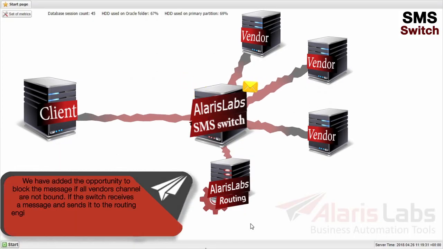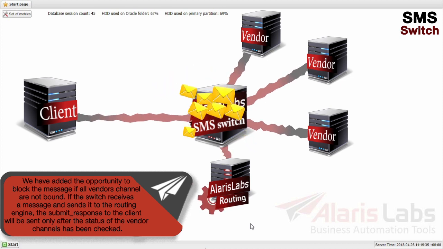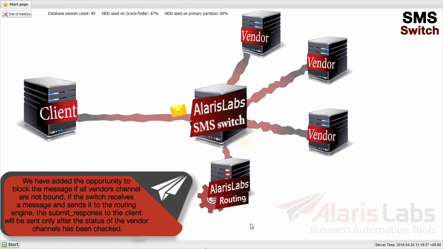We have added the opportunity to block the message if all vendors' channels are not bound. If the SMS switch receives a message and sends it to the routing engine, the submit response to the client will be sent only after the status of the vendor channels has been checked.